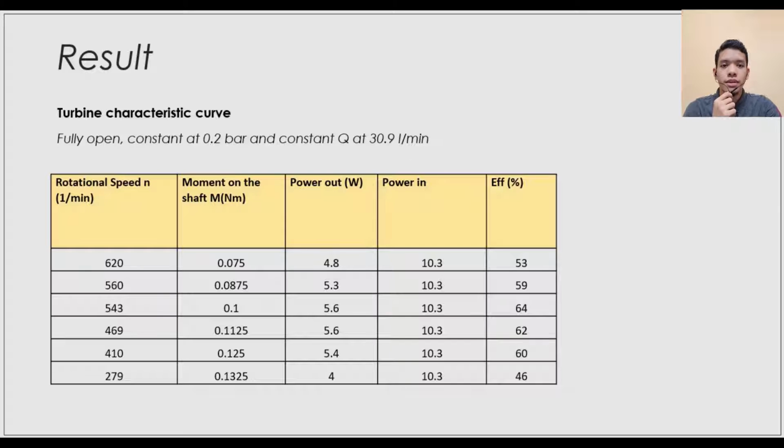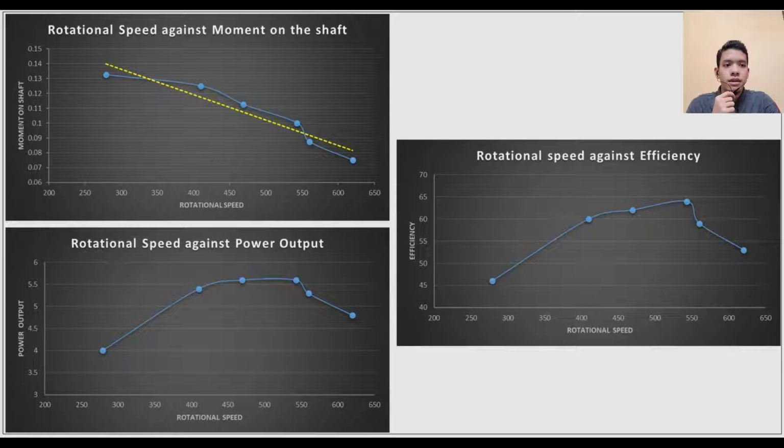First, we look at the turbine characteristic curve for fully open at constant pressure 0.2 bar and constant flow rate 30.9 liter per minute. We can see the result obtained as shown in the slide. We move to the graph. As we can see here, the first graph is rotational speed against moment on the shaft. We can see as the rotational speed increases, the moment on shaft decreases.